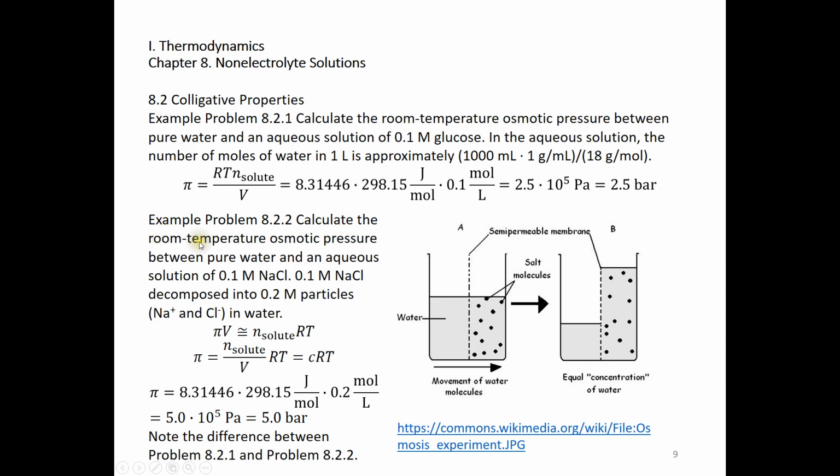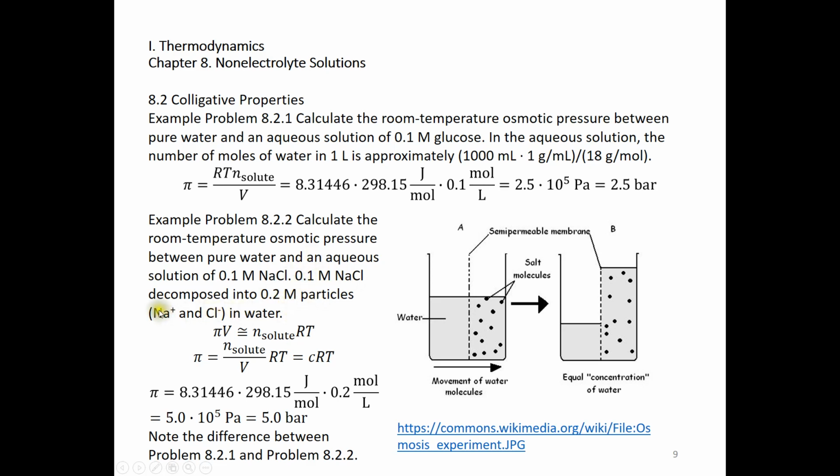We're going to calculate the room temperature osmotic pressure between pure water and an aqueous solution of 0.1 molar sodium chloride. This question looks similar to the previous question, but don't forget 0.1 molar sodium chloride decomposes into 0.2 molar of particles. You get 0.1 molar Na+ and 0.1 molar Cl−. Because the decomposition is complete, each mole of sodium chloride becomes 2 moles of particles. That's why we need to multiply this by 2.